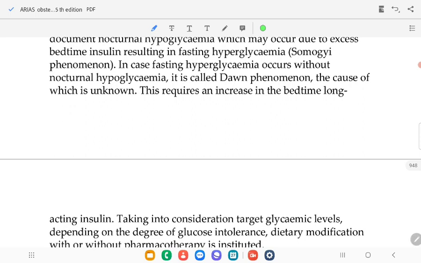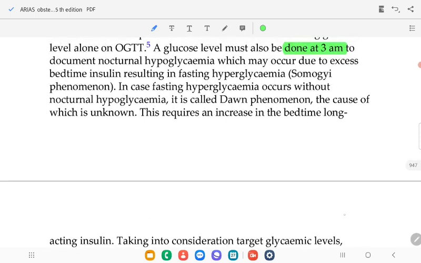In the dawn phenomenon you have to increase the dose. In the Somogyi phenomenon there is nocturnal hypoglycemia, which leads to fasting hyperglycemia. The bedtime insulin dose must be taken into consideration.